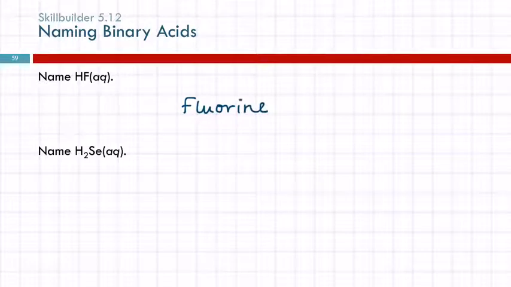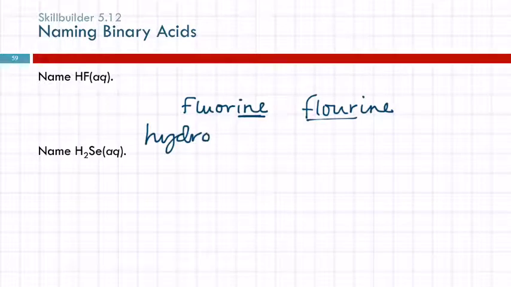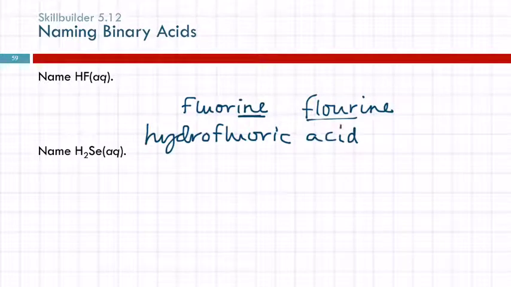Fluorine. There's no flour in fluorine, okay? The common misspelling of fluorine is flourine. See that flour? Fluorine is gluten-free. There's no flour in it. So we change the ending of fluorine to ic, and we put the prefix hydro on, and we get hydrofluoric acid. Okay?